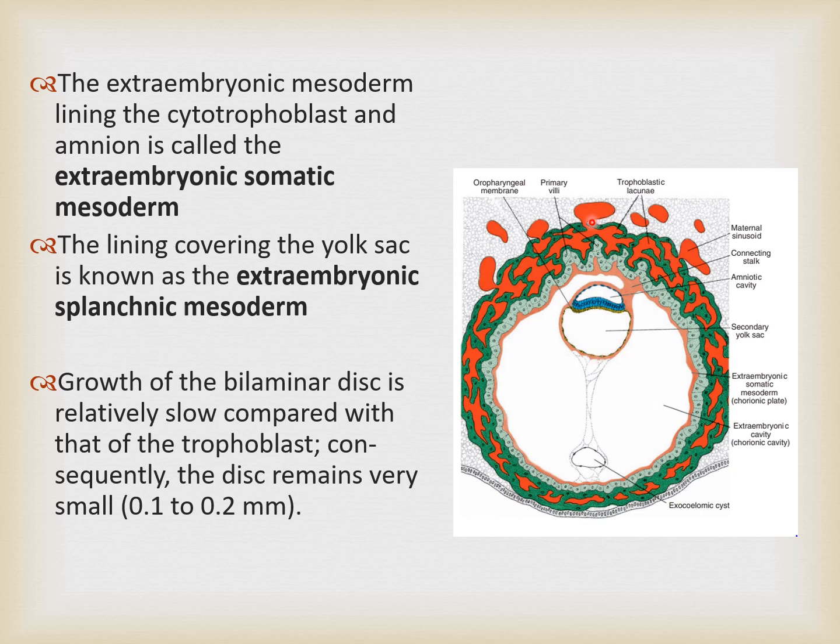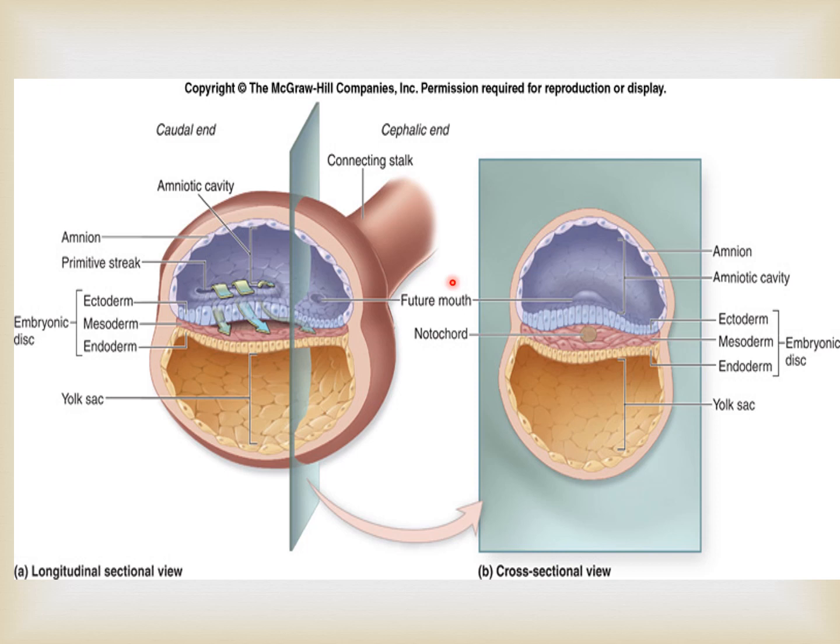Now here you can see that all of this structure has grown rapidly, but this disc is not that well formed. This disc remains smaller as compared to the rest of the trophoblast, and it is only 0.1 to 0.2 millimeters. In this diagram, you can see two cavities, the amniotic cavity and the yolk sac. And in between the two, there is a germ disc.